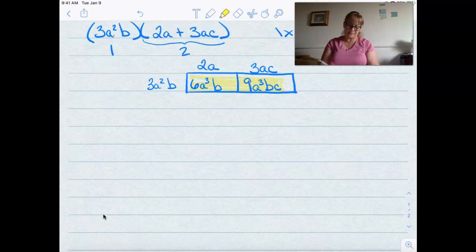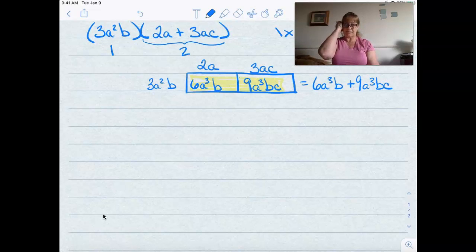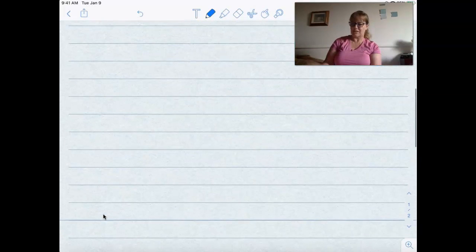However, you're going to write this down as a polynomial. Your answer, therefore, is going to be 6a cubed b plus 9a cubed bc. And that becomes your answer when you have this multiplication. Okay, you guys are getting this. Let's do the next one.